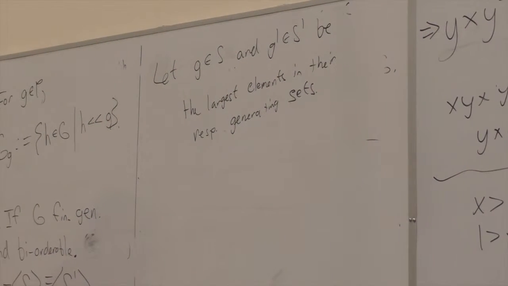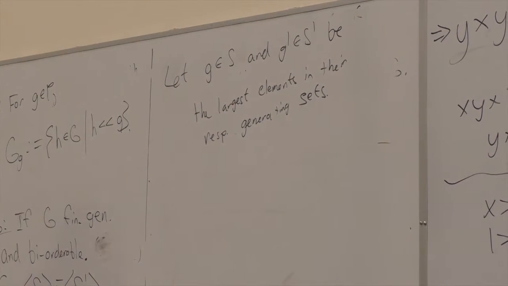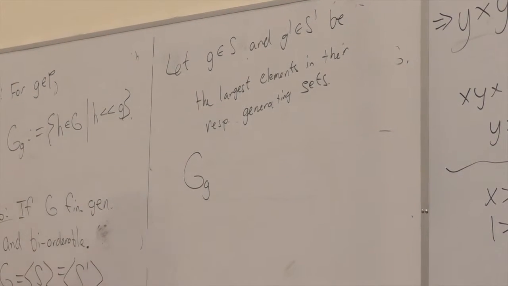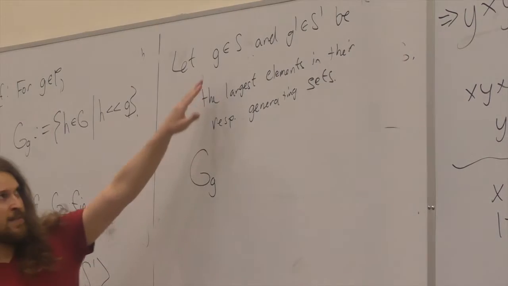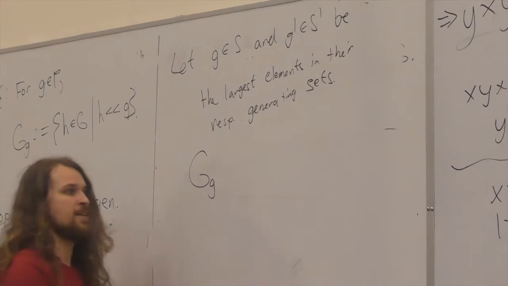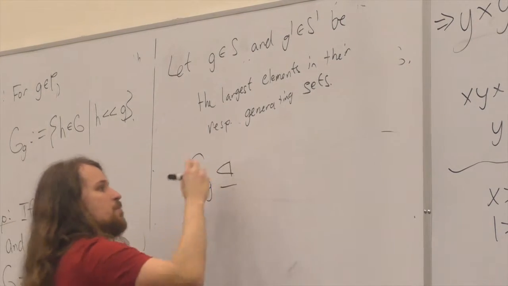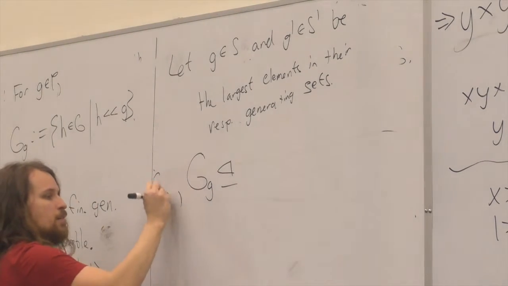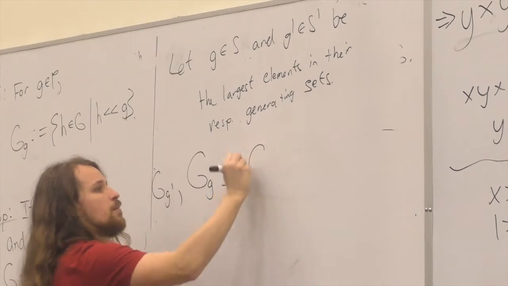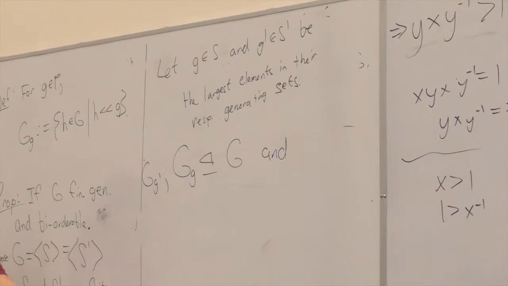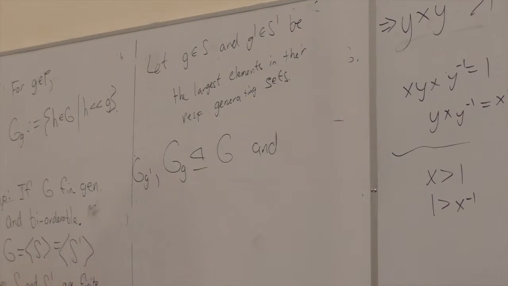Okay, so basically the punchline is that the infinitesimal subgroups with any greatest element in a finite symmetric generating set will be normal. Well, excuse me, will be a normal subgroup. And the choice of the symmetric set doesn't matter.